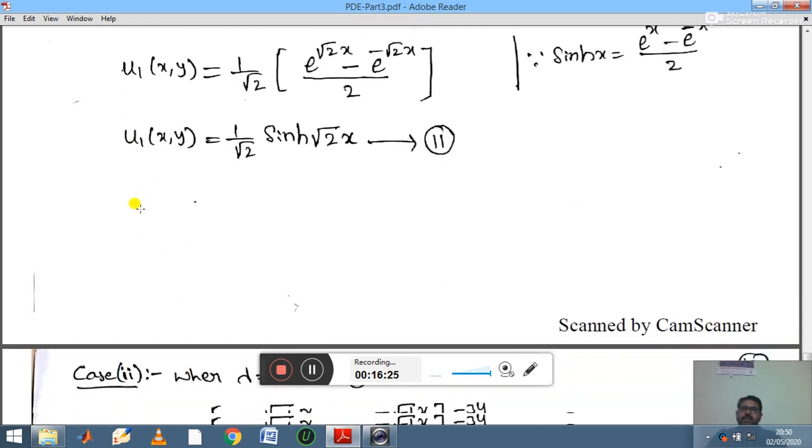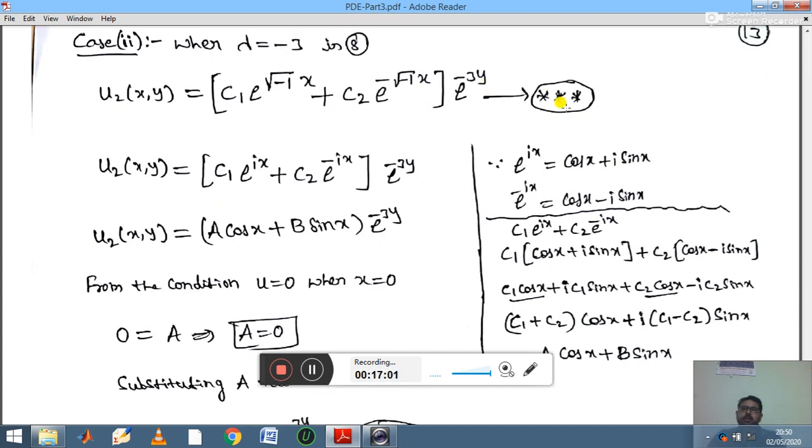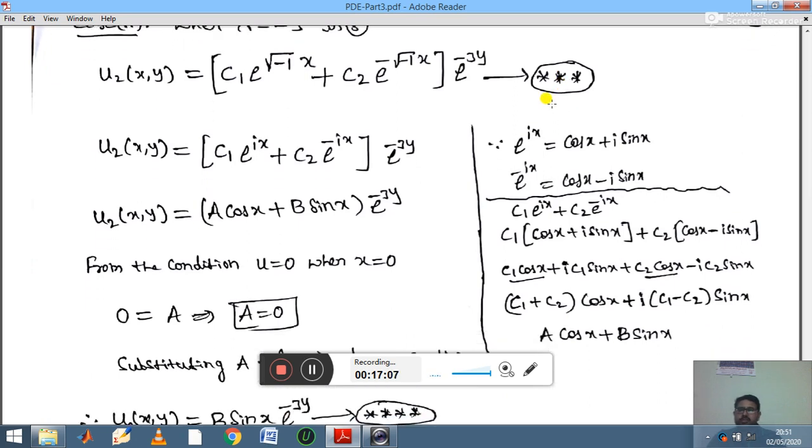Now let us go with the second case, taking lambda = −3. You substitute again in equation 8. Here let us take the notation u2, because it is the second part of the solution. u2(x,y) = c1 e^(−√(−1) x) + c2 e^(√(−1) x), all multiplied by e^(−3y), after substituting lambda = −3. Take it as equation triple star. You solve it like case 1; just follow the same procedure here.